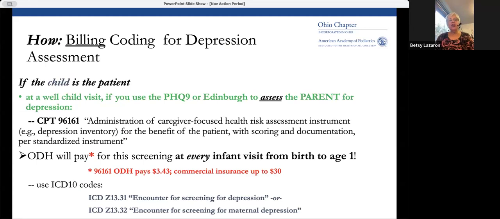Now, billing for this. Okay, you can bill for this. This is work you are doing and it should be compensated. If the child is the patient and it's a well child check or an infant visit, you can do the PHQ-9 or the Edinburgh to assess the parent for depression, or caregiver, I should say, because grandmas count too. So CPT code 96161, which is administration of the caregiver-focused health risk assessment tool, which is the full PHQ-9, not the PHQ-2, or the Edinburgh, with scoring, will get paid. Ohio Department of Health pays for that screening at every well child visit from birth to age 1, as well as any illness visit from birth through age 1. Now, they only compensate $3.43, but commercial insurances like Anthem may compensate up to $30 for the screen. You want to tag it to the ICD-10 codes of encounter for screening for depression or encounter for screening for maternal depression. Either one will get you paid. Next slide.